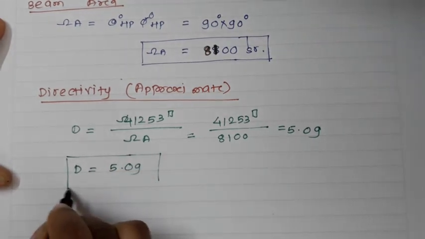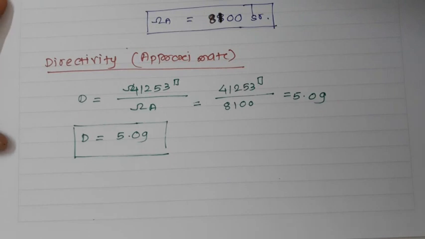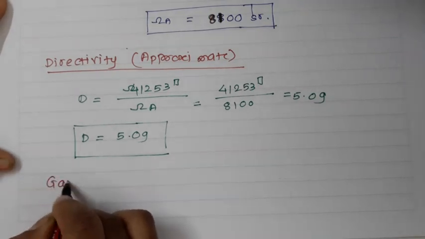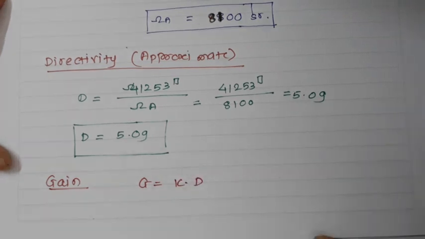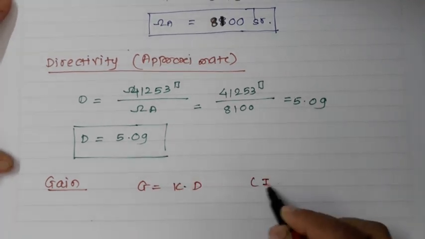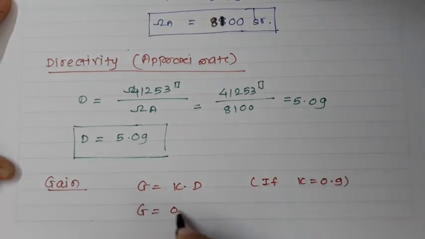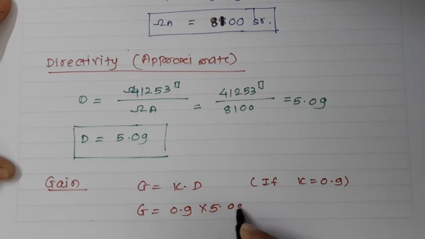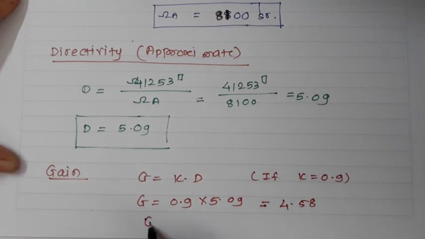Okay, now the next one is the gain. How are we going to calculate it if we know the directivity? Now we need to assume the gain efficiency of an antenna. So for gain I can say G is equal to K into D. I'm assuming K is equal to 0.9, so G is equal to 0.9 into 5.09, which is 4.58. So I can write here my gain of this antenna is 4.58. This is not in dBs right now, but we can convert it into dBs.